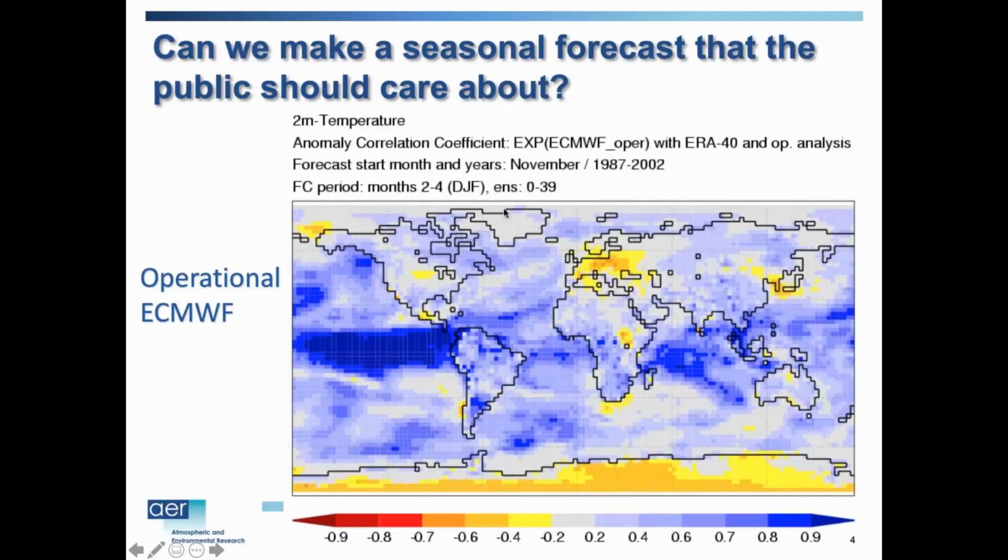It's a bit of an old plot, but I think qualitatively the picture represents the state of the art in these long range forecasts, so seasonal forecasts, and it begs the question, can we make a seasonal forecast that the public should care about? Here's the ECMWF, considered the best model that exists currently, and blue shading is skillful and accurate, and then these yellows and oranges are zero or even negative skill.